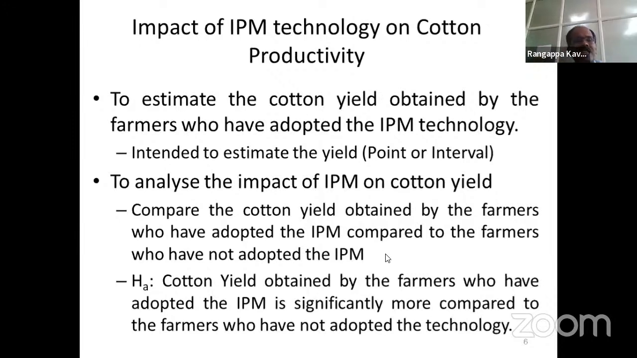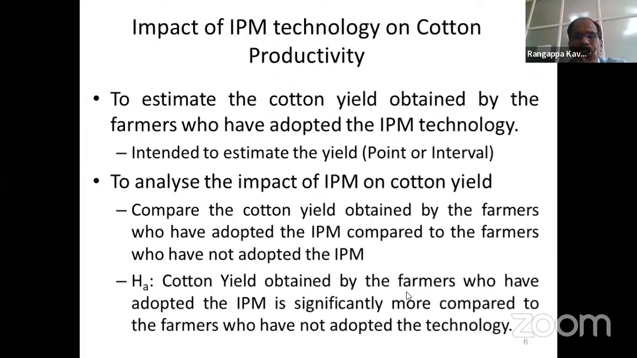See, here in this context, the research hypothesis is that the cotton yield obtained by the farmers who have adopted the IPM is significantly more compared to the farmers who have not adopted this technology. So this is the thing. I hope these things are very clear, simple, and this is the alternative.